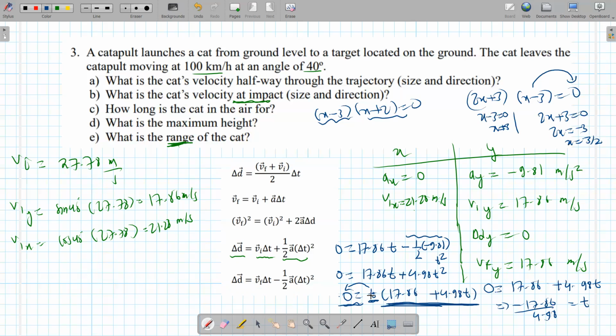So this means either t is going to be 0, but that doesn't help us at all because we know at t equals 0, d is going to be 0. So I'm going to set the second bracket equal to 0. So 17.86 divided by 4.98, that's going to give me a time of like 3.59 seconds. And there we go. That's the main thing that we need here.